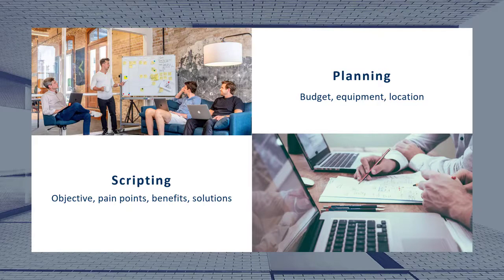Now, the other thing that you really want to take into account is the scripting. That is what you're going to say in the video itself. When it comes to scripting, there are four key things to take note of. Number one is to be very clear about the objective of your learning video. Number two is to be able to articulate the pain points your audience are facing. Number three is to talk about the benefits they would get from addressing those pain points. And number four is then to talk about your solutions.